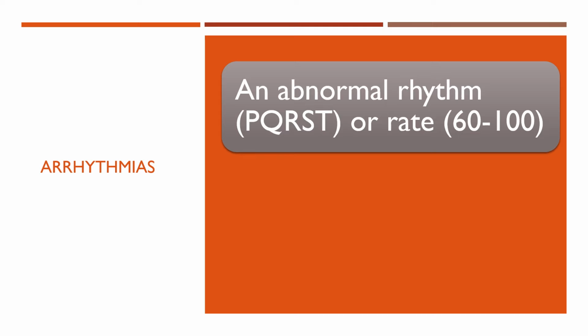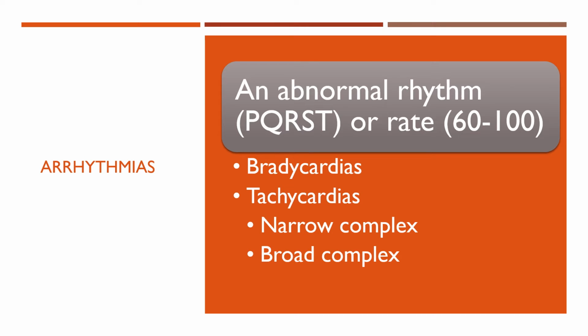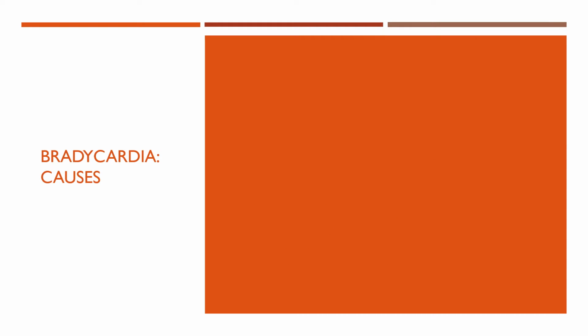So when we're talking about arrhythmias, we're talking about either an abnormal rhythm or an abnormal rate. And we can categorise these down further into bradycardias or slow heart rates, tachycardias or fast heart rates, and then within tachycardias we can further differentiate narrow complex and broad complex. So we're going to start with bradycardias first of all, and we'll talk about some of the causes.